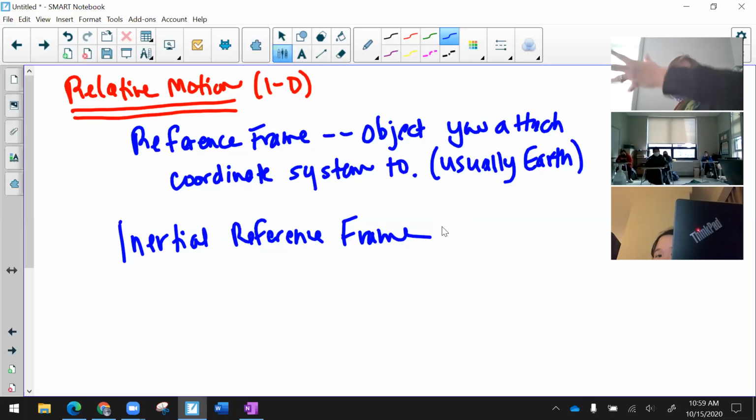But then you have to take into account the fact that the Earth is rotating because the object is in the air for so long and the object is moving so fast. So it's still projectile motion, but I have to take into account the rotation of the Earth. It's not an inertial reference frame anymore.